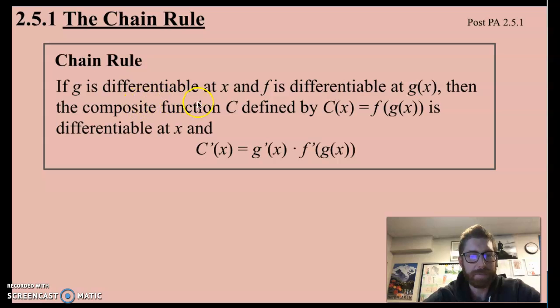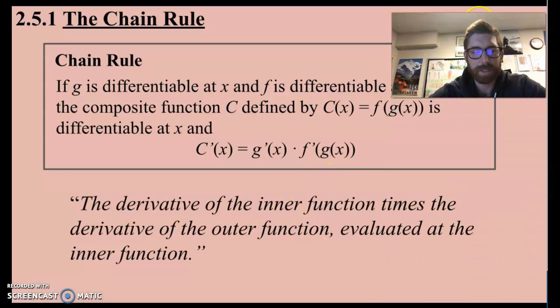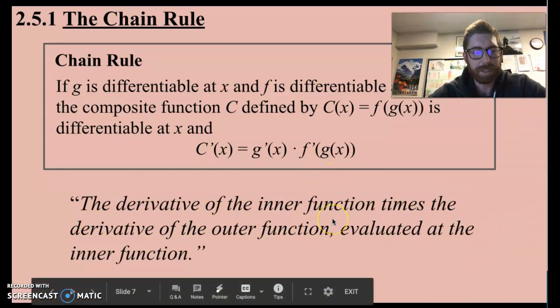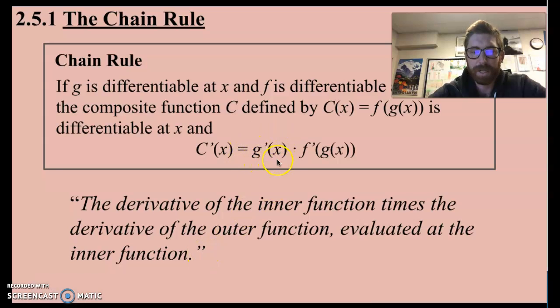If g is differentiable at x and f is differentiable at g of x, then the composite function c defined by c of x equals f of g of x is differentiable at x, and c prime of x equals g prime of x times f prime of g of x. Basically what that's saying, I'll move my little picture here, is the derivative of the inner function times the derivative of the outer function evaluated at the inner function.